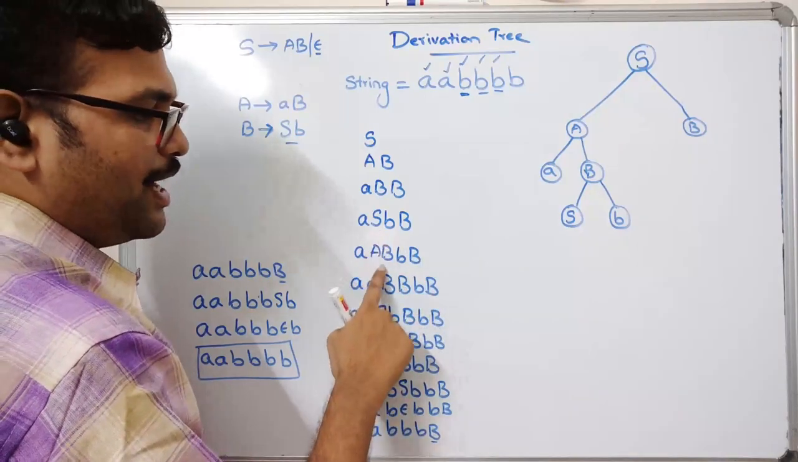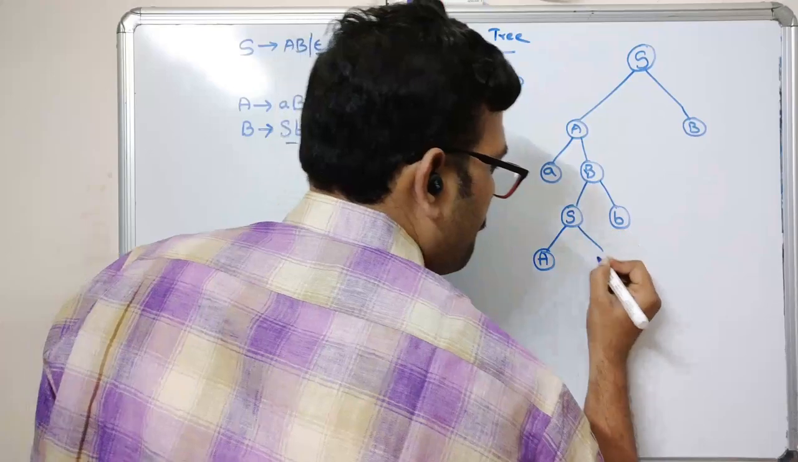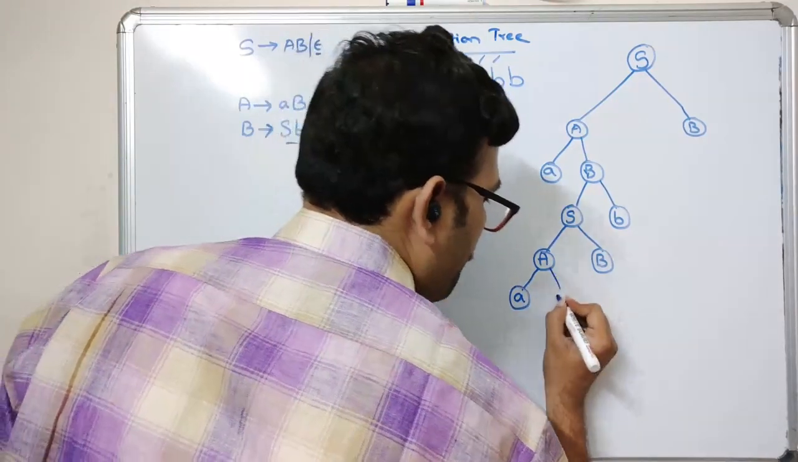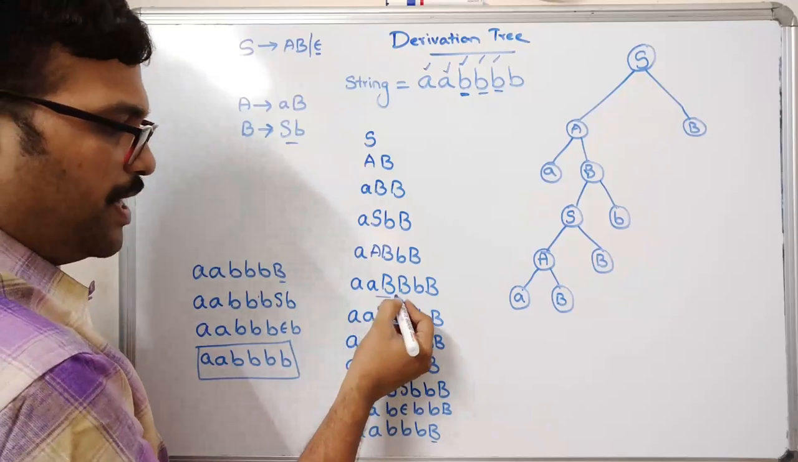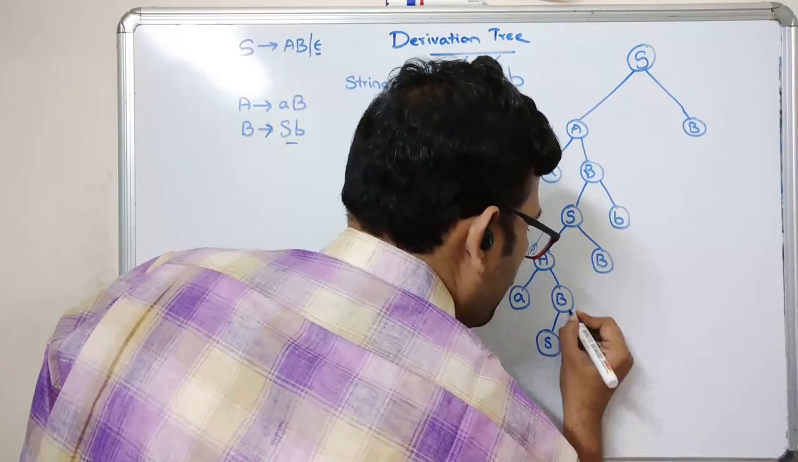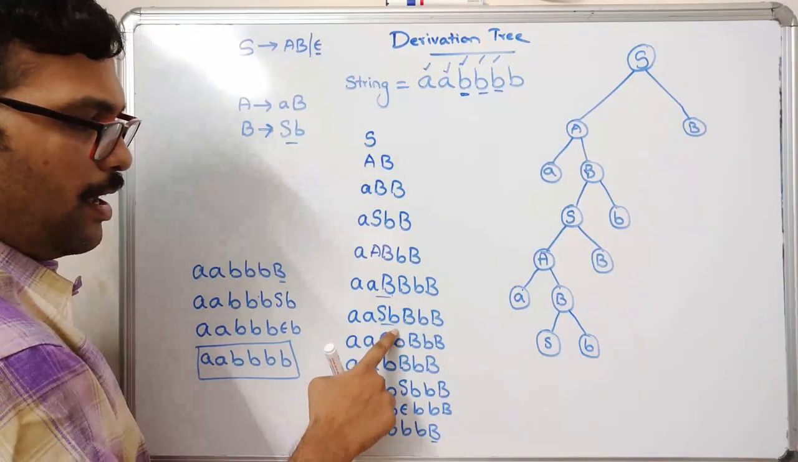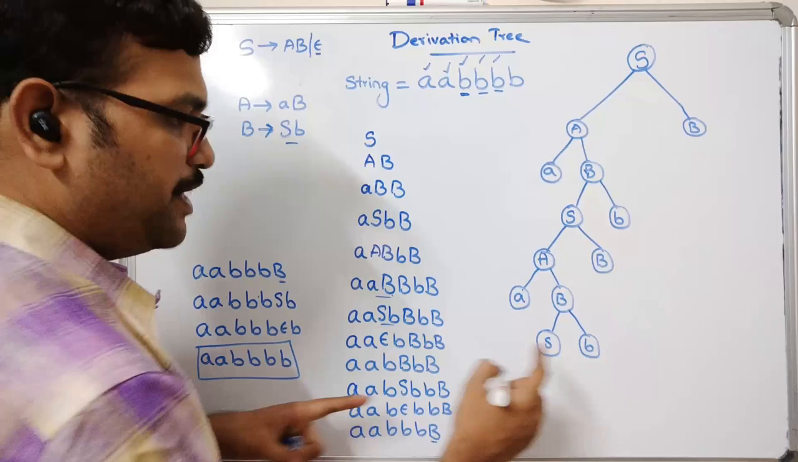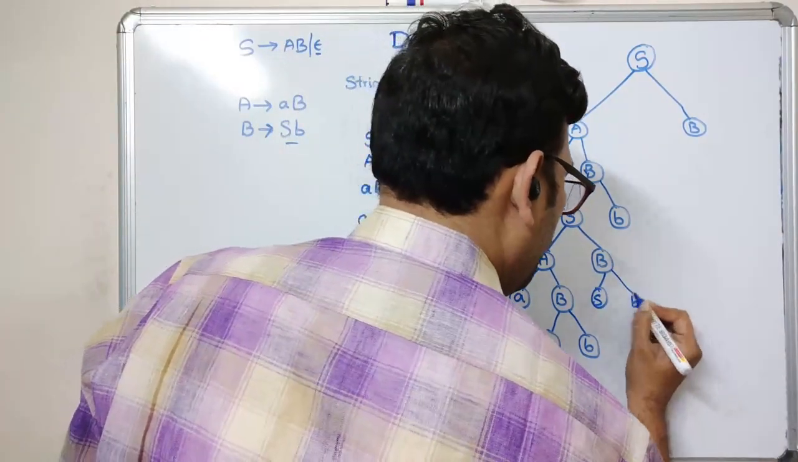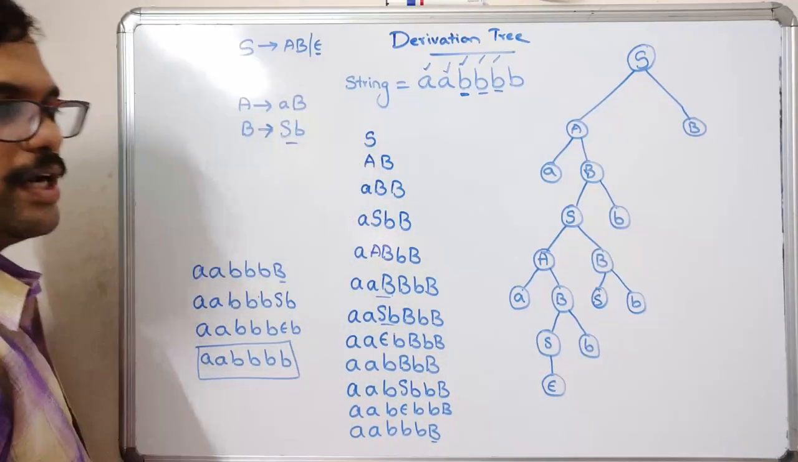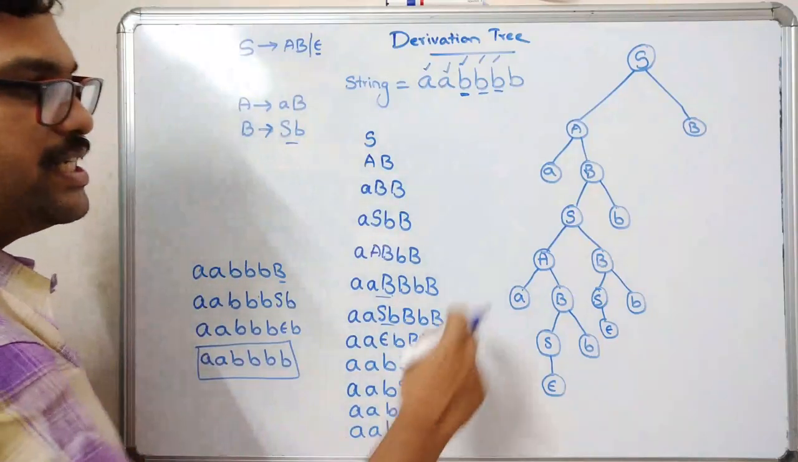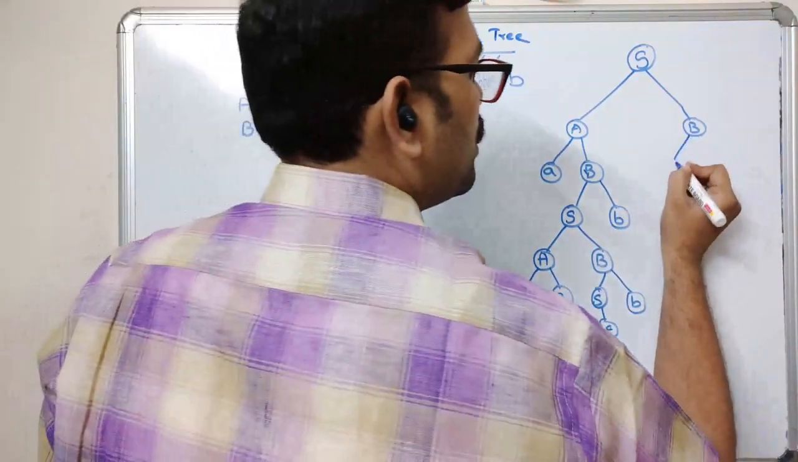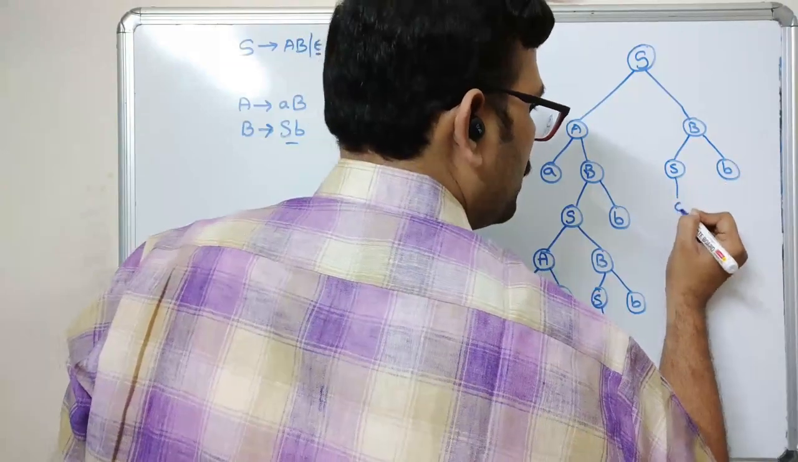Again, this S is divided as AB. So once again, A, B, okay? And again, A is divided as AB. A, B, okay? Now again, B is divided as SB. S, B, right? And now, see, this B is again divided as SB. S and B, and here we have given some epsilon, and here also we are giving epsilon, and you can see A, B, B, B, and here again B is divided as S and B, which is nothing but epsilon here.